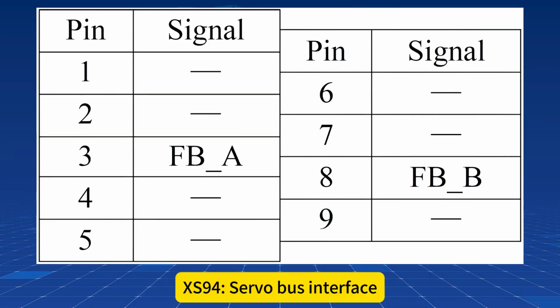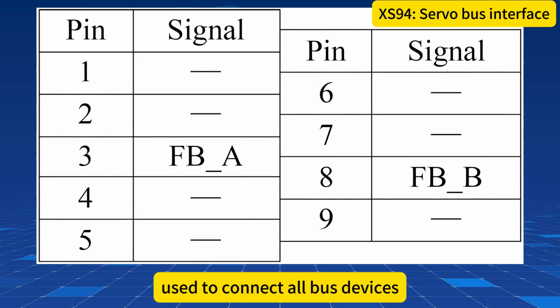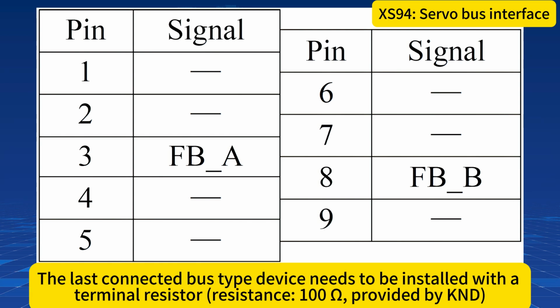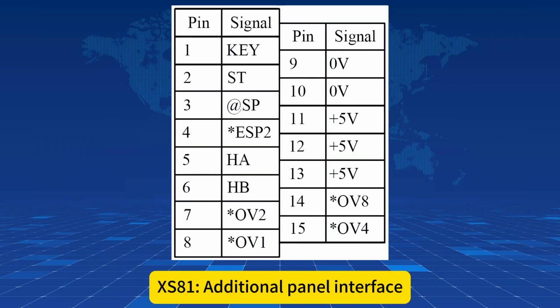XS9 servo bus interface, using DB type 9-hole socket, used to connect all bus devices, such as servo drives of each axis, and bus type remote I/O modules, etc. The last connected bus type device needs to be installed with a terminal resistor. The servo bus interface pin definition is shown in the figure.